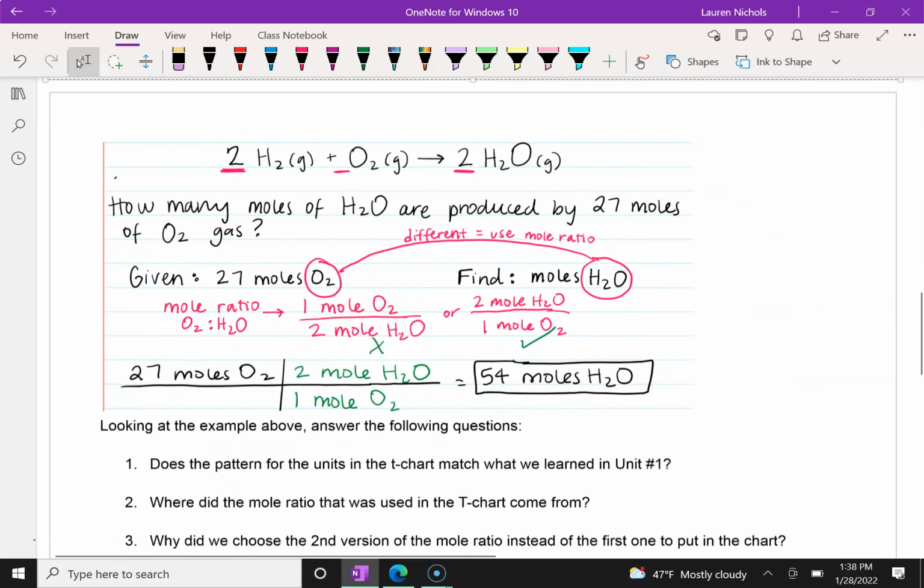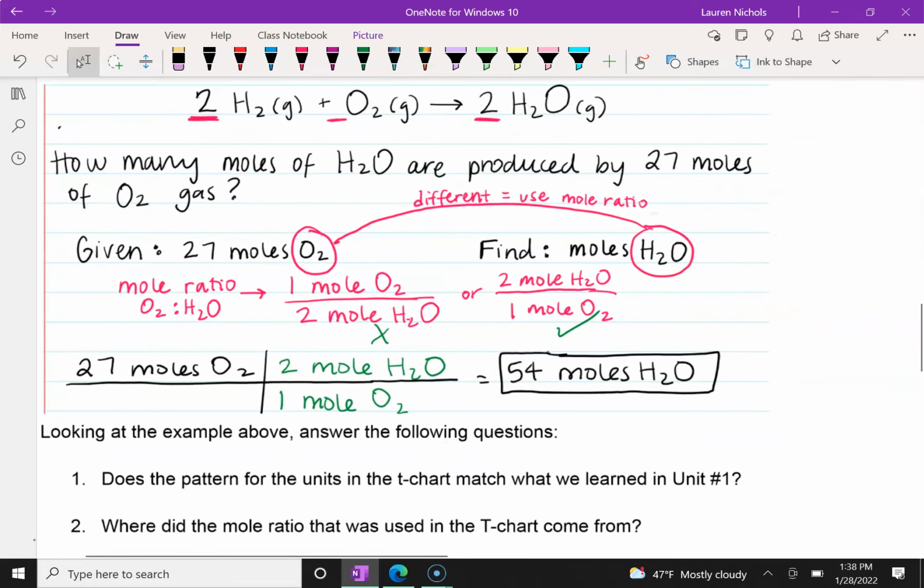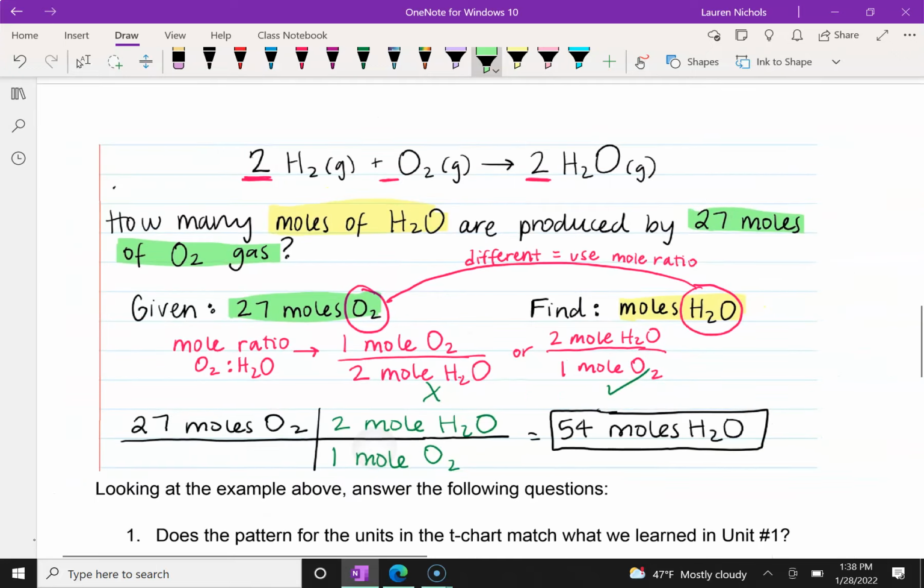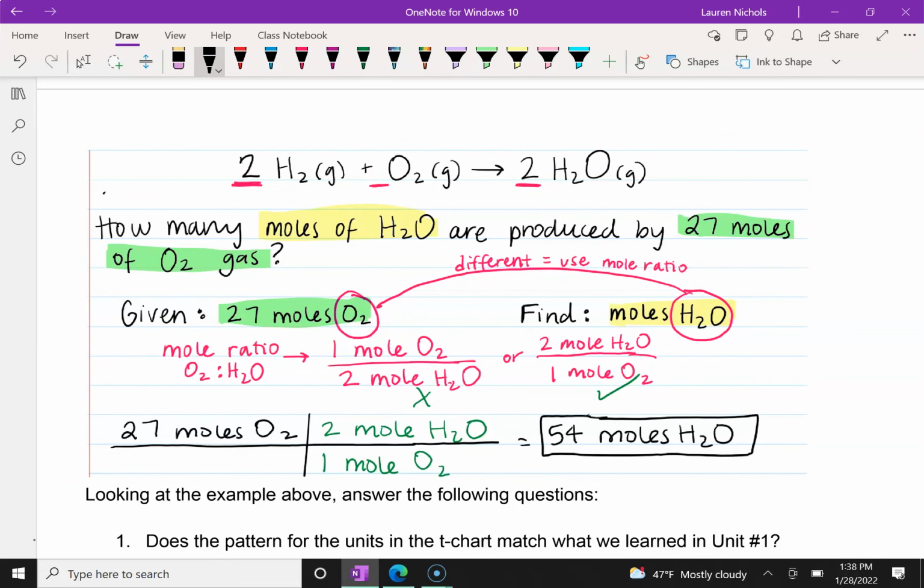And so what we have here is a problem that's been worked out for us. Okay, so here we see how many moles of H2O, so we've got what we're looking for here, moles of H2O, are produced by 27 moles of oxygen gas. So we've got 27 moles of O2 is what we are given. And so remember, we always analyze what we're given and what we're trying to find. And up until now, we've had 2 conversion factors that we could use.